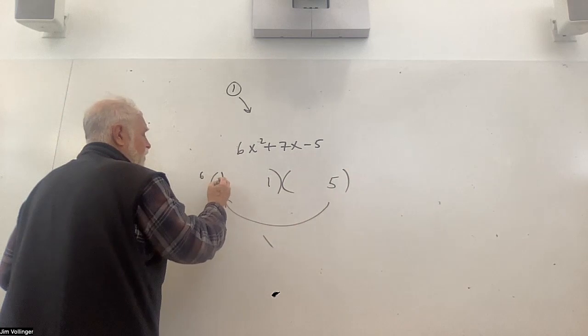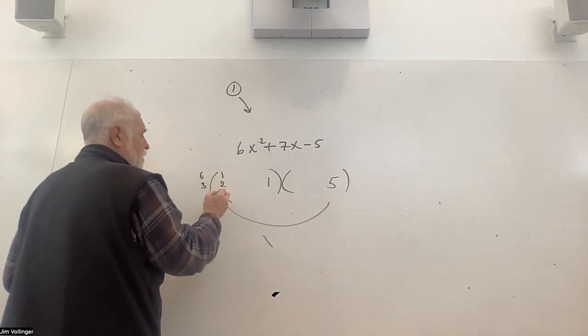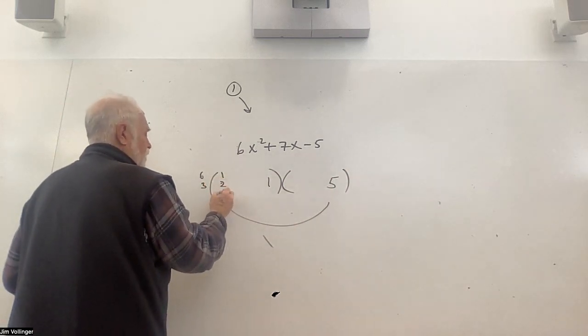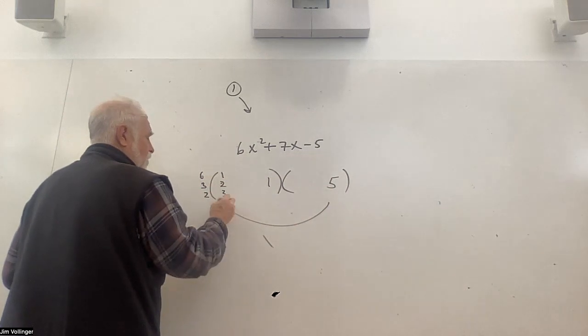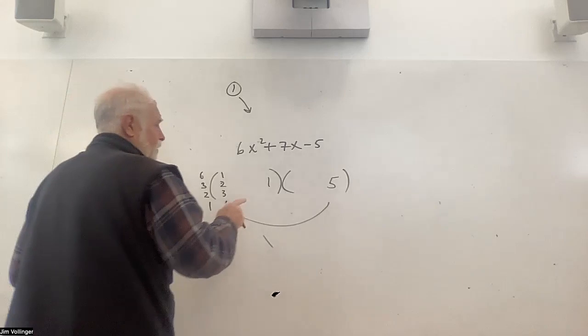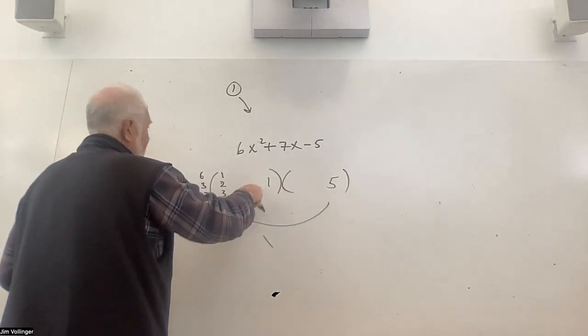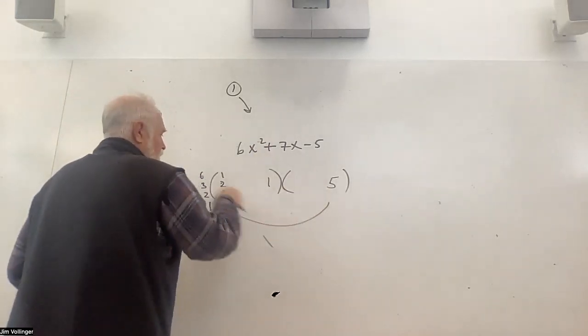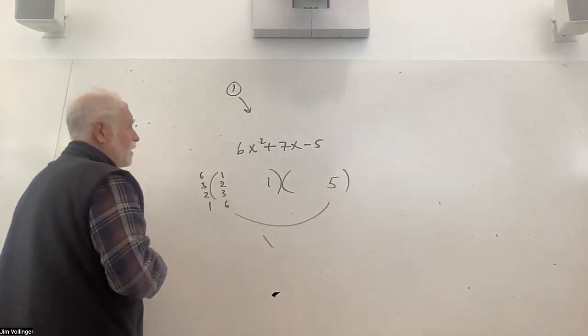We got 1 and 6. We got 2 and 3. We got 3 and 2. And we got 6 and 1. We have 4 situations. So if we put a 5 and a 1 together, you're not gonna get a 7. If we put a 10 and a 3, bingo.